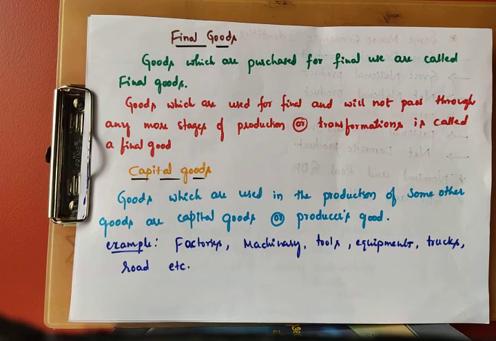Final use means that using it they take satisfaction, and not using it to sell any goods and services. If they use that commodity to produce goods and services and sell them, that is not considered a final good. If people purchase goods and use them to produce goods and services and sell the same, that time it is not considered a final good. A final good means there is no other production process. Simply, goods which are used for final use and will not pass through any more stages of production or transformation are called final goods. Okay. So the remaining, capital goods, intermediate goods, consumer goods, I will explain in the next class.